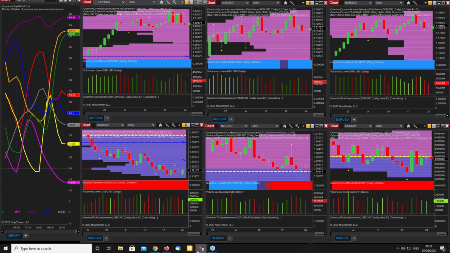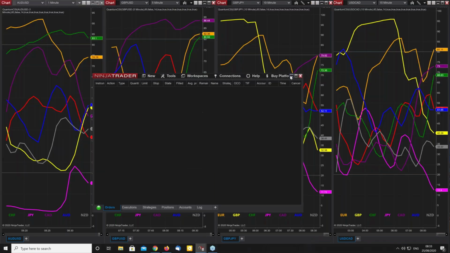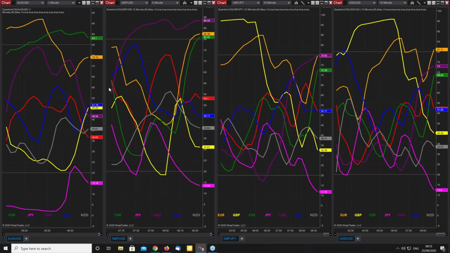Let's hop over onto the currency strength multiples and have a quick look there, see what's going on. This is on 1 minute, and I've got the 5 minute, the 10 minute, and the 15 minute. And really this is always the starting point, teasing apart where you are actually going to go and look for those trading opportunities.